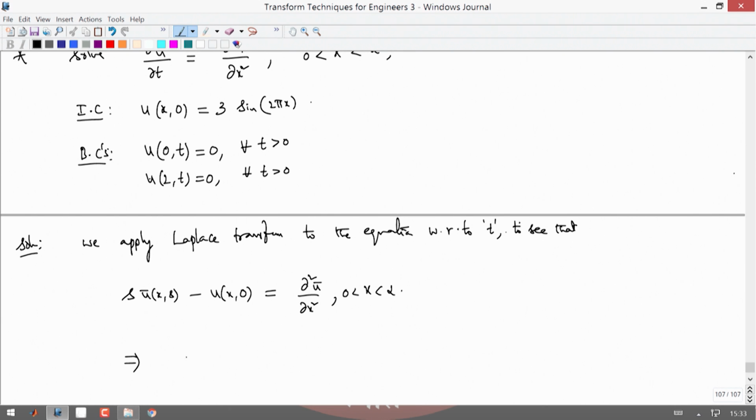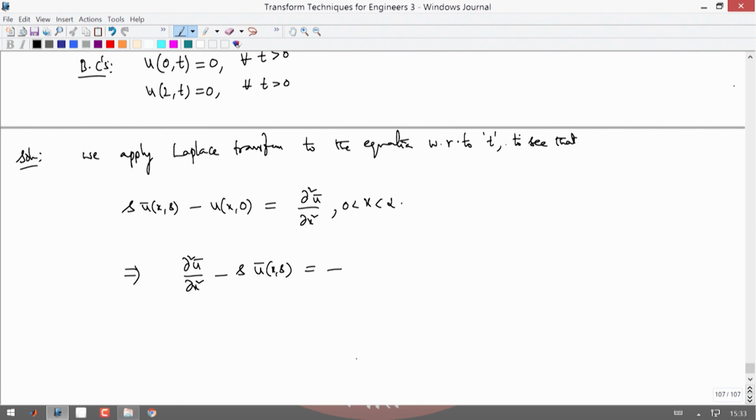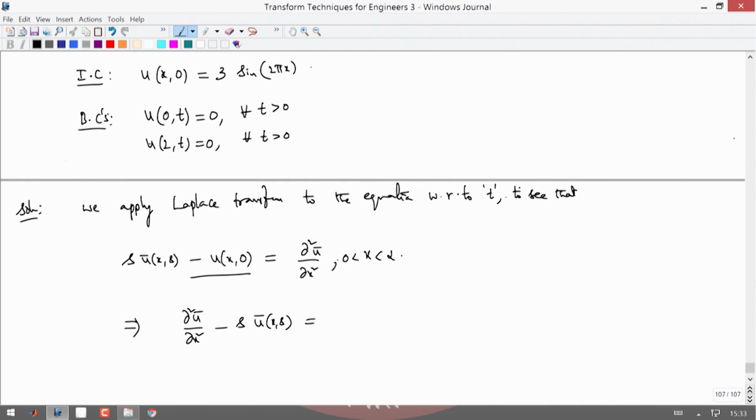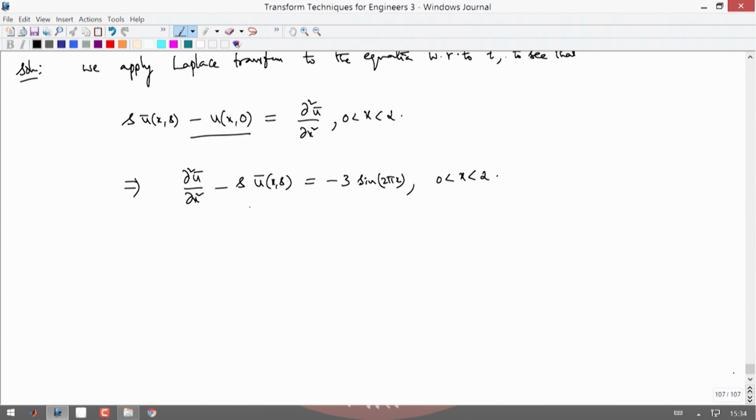So, you have ∂²ū/∂x² minus s times ū(x,s) equal to minus u(x,0). For minus u(x,0) you can use the initial condition, that is minus 3 times sin 2πx. So, this is the ordinary differential equation for the domain between 0 and 2. t is removed, now it has become s. So, how do we solve this?